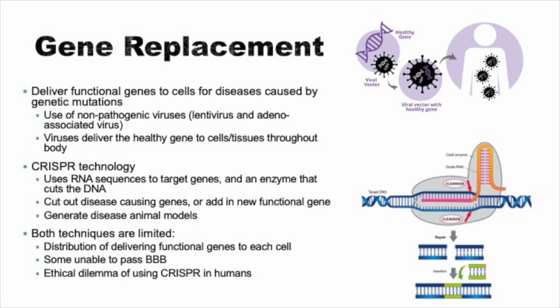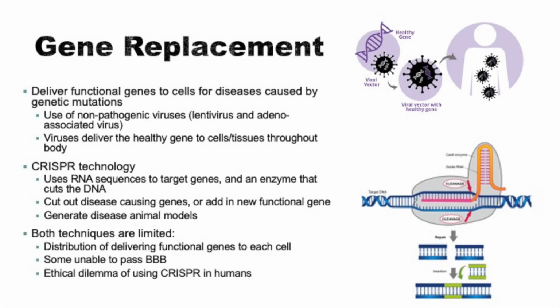And so we utilize this ability of the virus to spread throughout the body to be able to deliver our functional gene. So up in the top figure, we have our healthy gene that's packaged into this viral vector. And this viral vector has our healthy gene inside, and then we deliver this gene to the patient who has this genetic mutation that causes a specific disease.